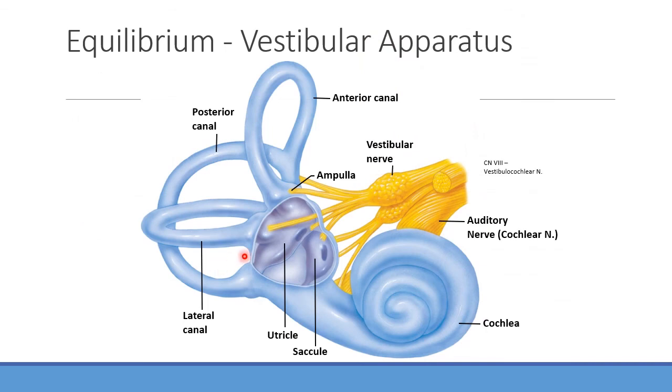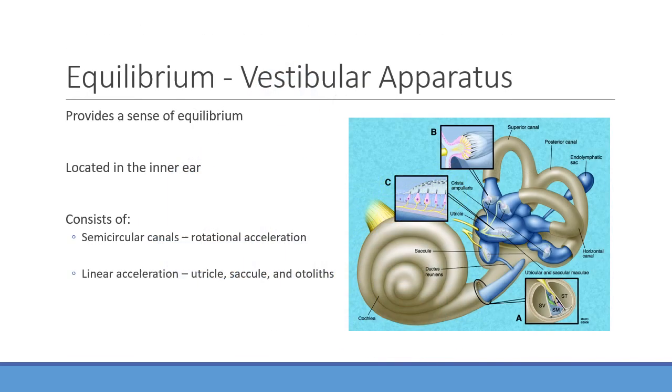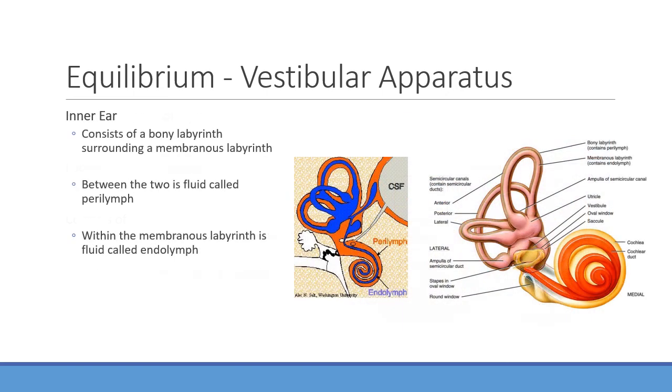So, a better picture of this: the vestibular apparatus includes the semicircular canals. Here we're going to have the vestibular nerves coming in and picking up signals from all of this, and we're going to have the utricle and saccule as well. They help us with linear acceleration. All right, so again, the vestibular apparatus provides a sense of equilibrium. It's located within the inner ear, as we saw, and the semicircular canals are good for rotational acceleration. The utricle, saccule, and the otoliths associated with those are good for linear acceleration, so either up and down or forward and backward, essentially.